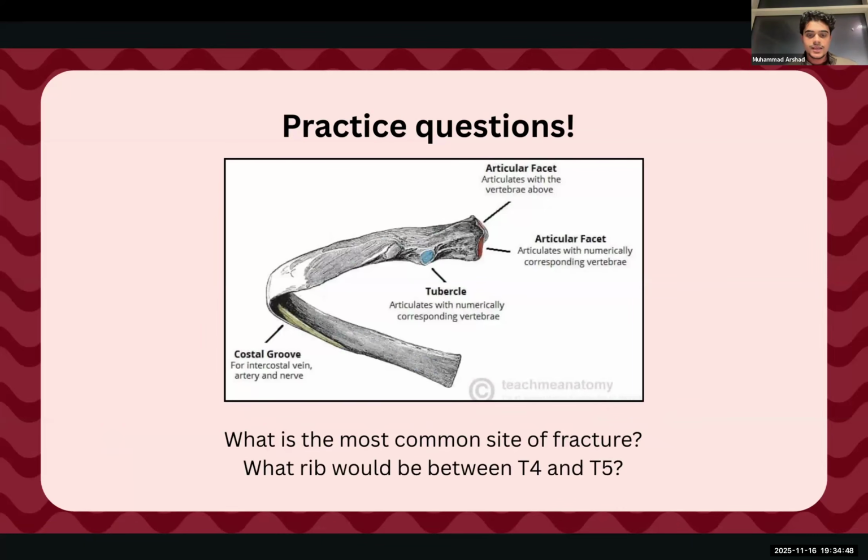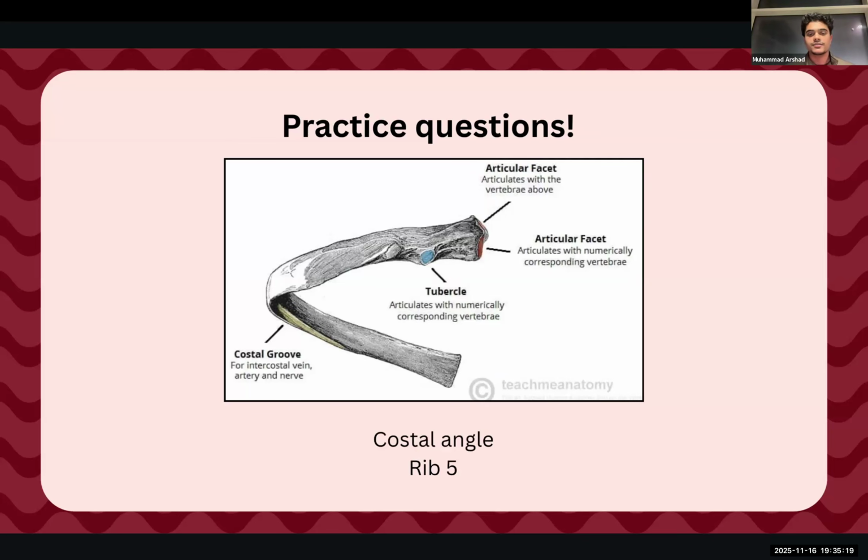Okay, can somebody else unmute and answer this question? What is the most common site of fracture, and what rib would be between T4 and T5? So T4 vertebrae and T5 vertebrae. Can I? Yeah, go ahead. The most common site for rib fractures is the angle, the costal angle. Yes, that's correct. Between T4 and T5, it would be rib number 5. That is correct. Both of those are correct.